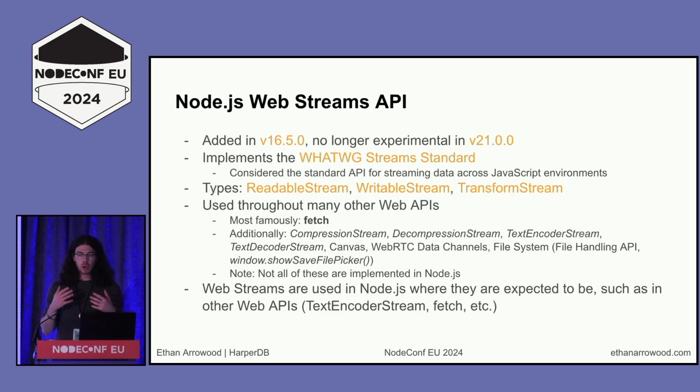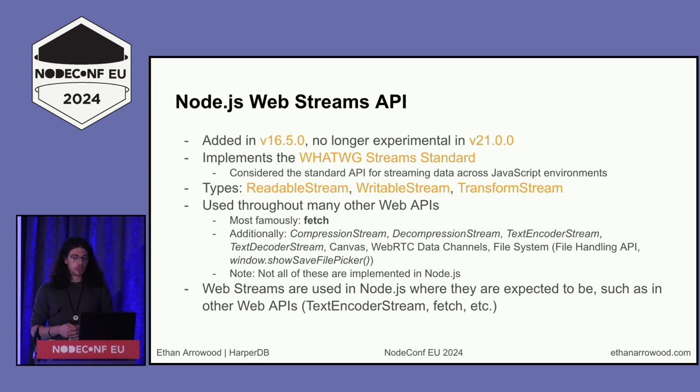The Node.js WebStream API, we're going to be using orange, or however this might be showing up on screen, kind of a yellow. That was added in version 16.5 and was no longer experimental in 21. This implements the WHATWG stream standard, which is like the browser thing. This is the standard API for streaming data across JavaScript environments. That's, I think, a quote from MDN.